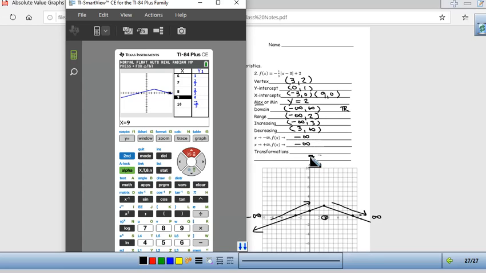As far as transformations, the vertex tells me that I am going right 3 units and up 2 units. This does have an A term, and the A term is negative. The negative tells me that I reflect over the x-axis. The A term is a fraction. If my A term is a fraction, then I have vertical compression.